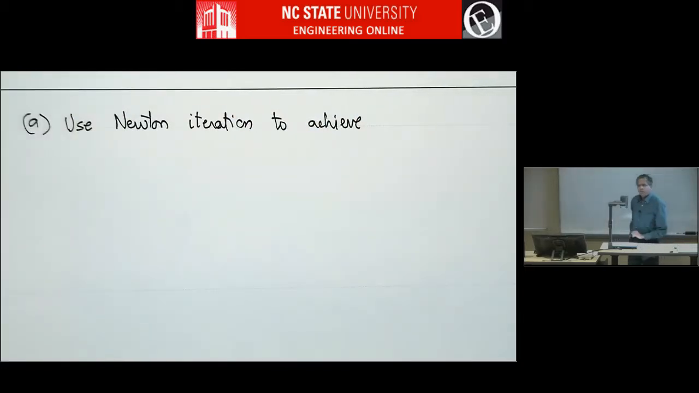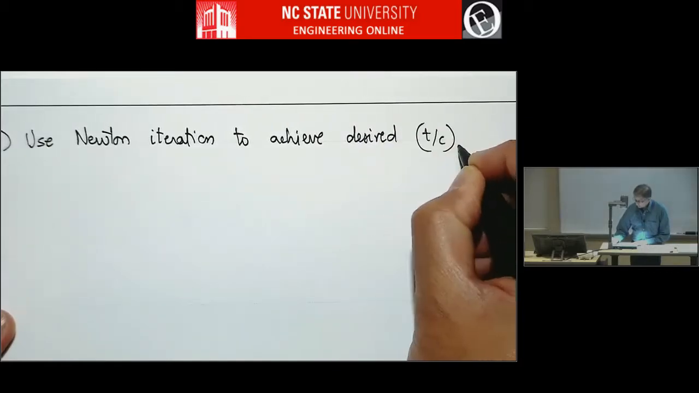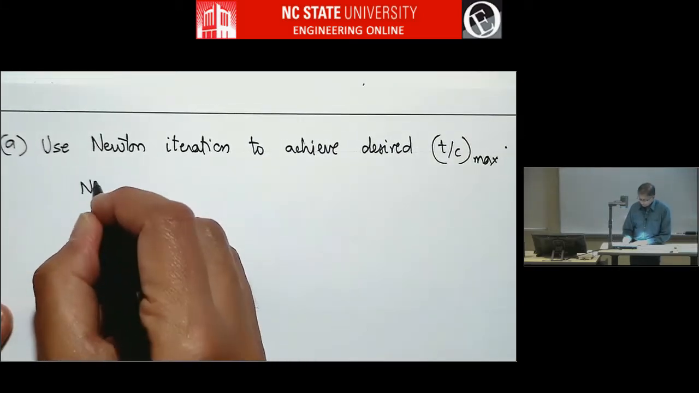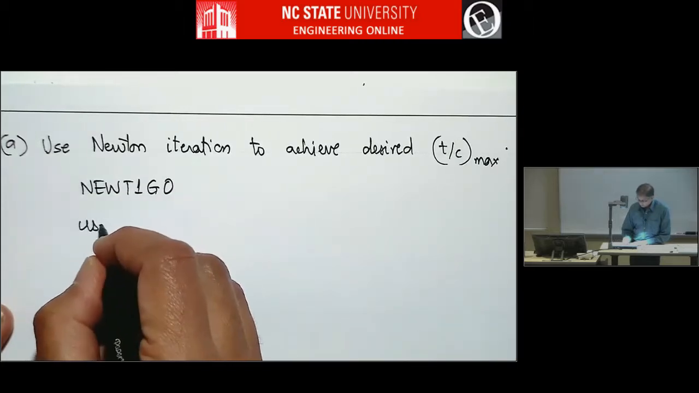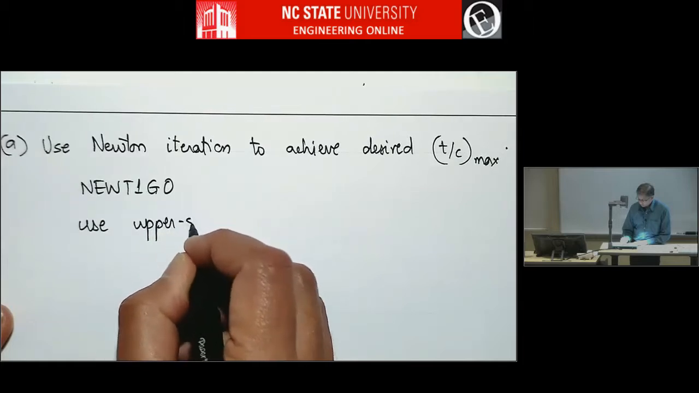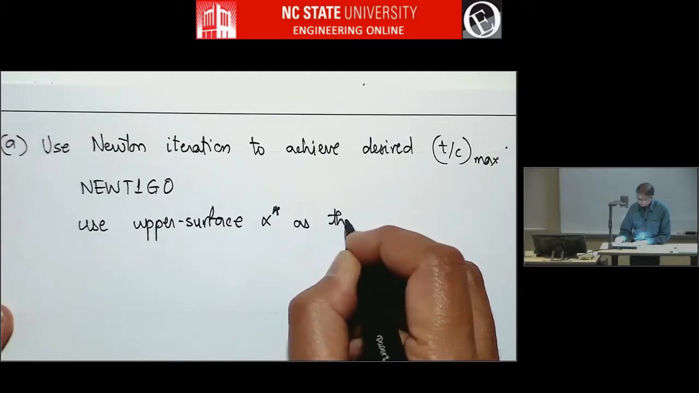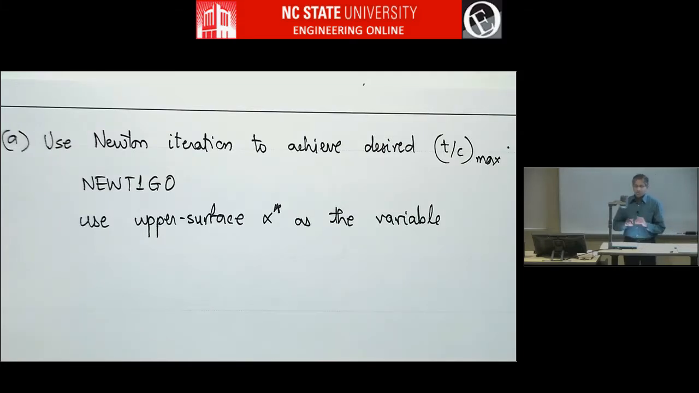Wow, I didn't see time going by so quickly. So desired T over C max is 15%. So this will be like this Newt 1 G0 line, and use upper surface alpha star as the Newton variable. So in other words, have your Newton iteration vary the upper surface alpha star to achieve the desired thickness.